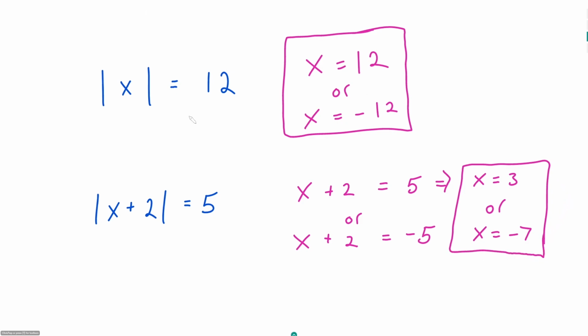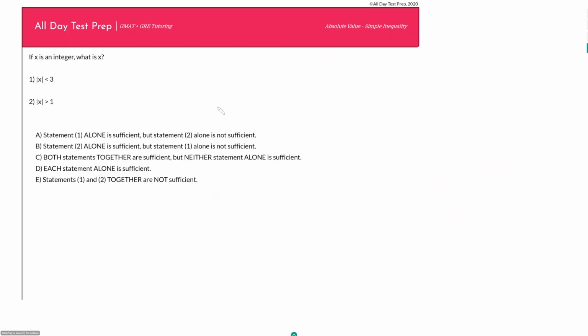And so these are probably the simplest type of absolute value problems, equations where you just have a single variable that you are setting equal to some number. So now let's take a look at a GMAT problem to learn about simple inequality absolute value statements. This problem says, if x is an integer, what is x? So there is not a lot of info in our prompt other than x is an integer, which is absolutely worth noting.